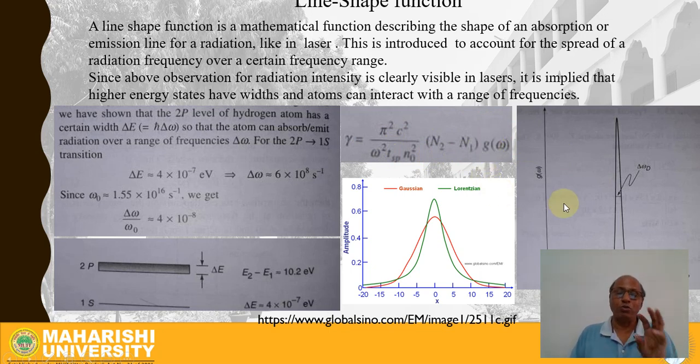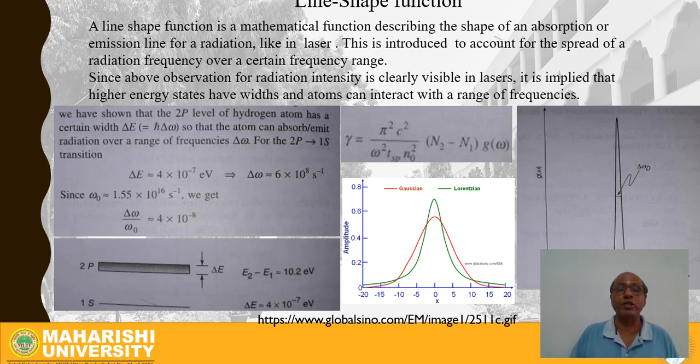Now just to introduce the two line shapes, we have the Gaussian distribution, which is again a broadening like this, and the Lorentz distribution. The case shown here is for Doppler broadening, which is a Gaussian, having a Gaussian shape. This is how we explain the line shape function.